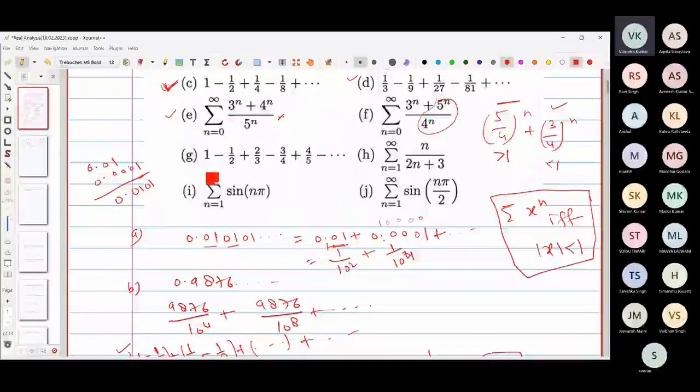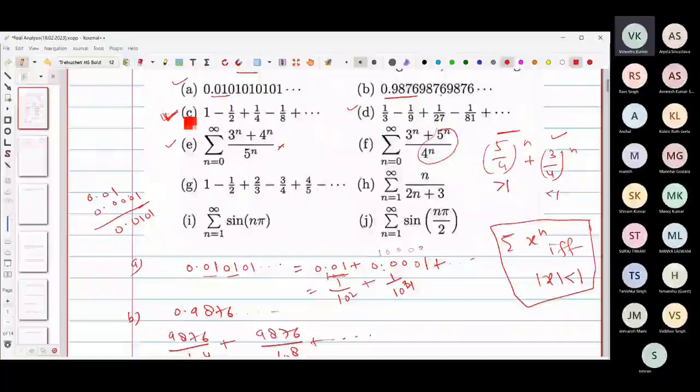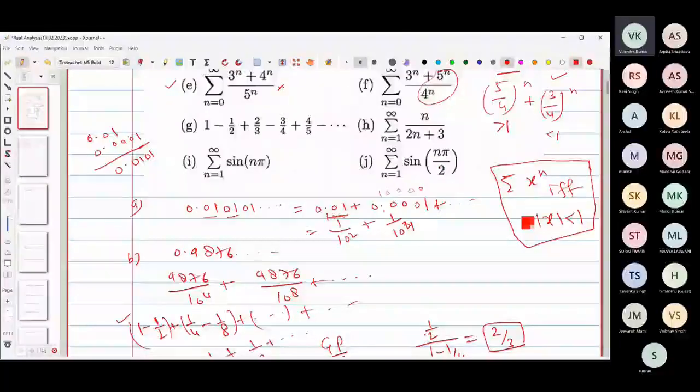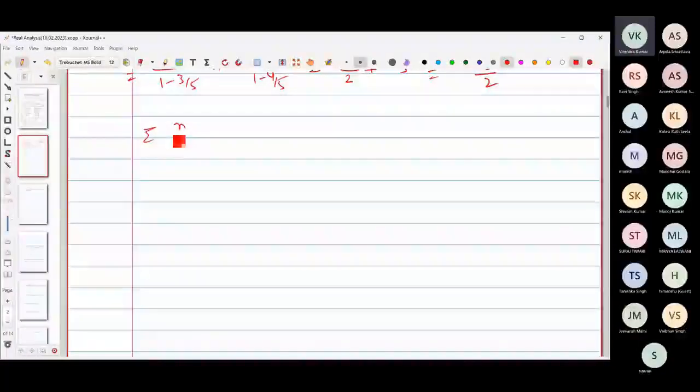This is another alternating kind of series. So you can just do it as this one, the C part and this part. This part is also a very simple question. I'm leaving it. In fact, this H part, if it is convergent, then we can think of the sum. The summation of n upon 2n plus 3. So here un is n divided by 2n plus 3.